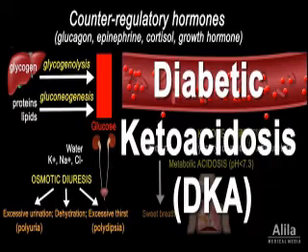The major difference, however, is the absence of a significant amount of ketones in the urine, usually trace or class 1, and the presence of severe dehydration. The management of this condition is similar to that of diabetic ketoacidosis.